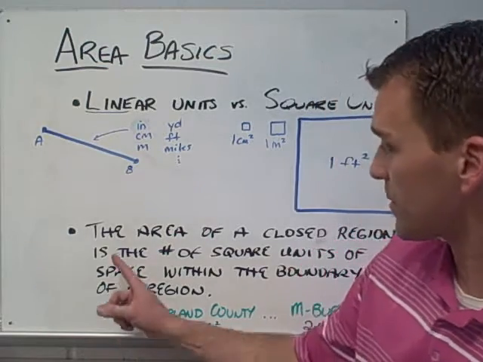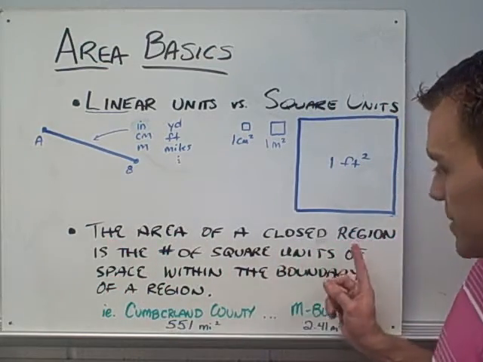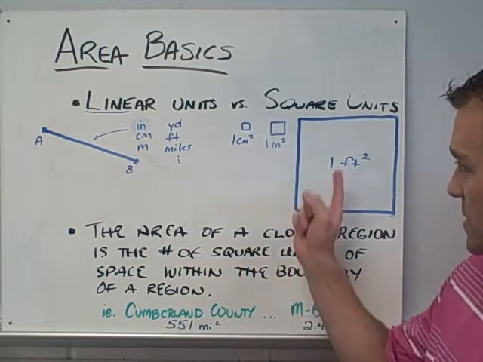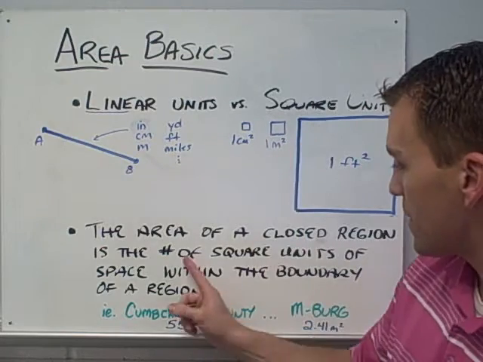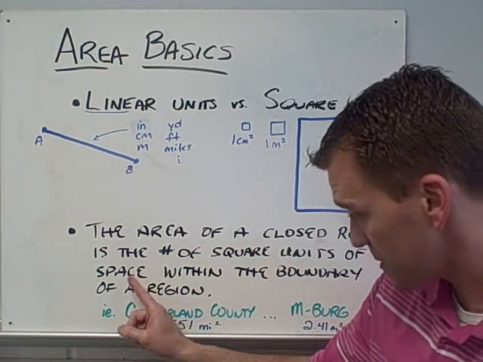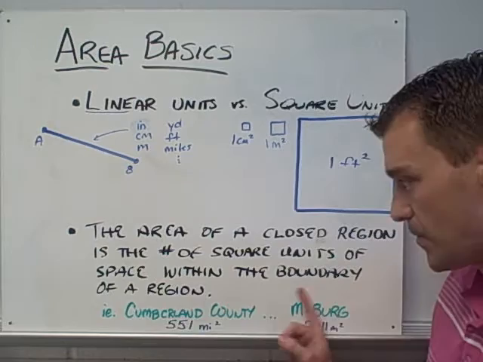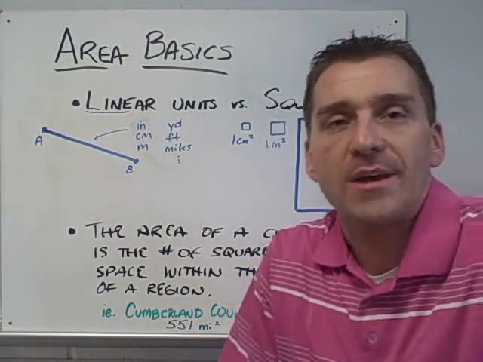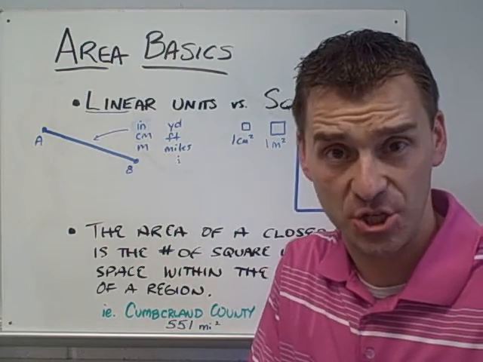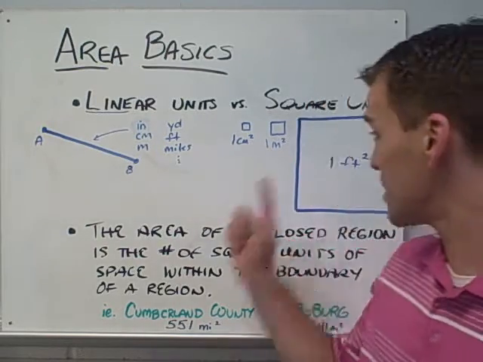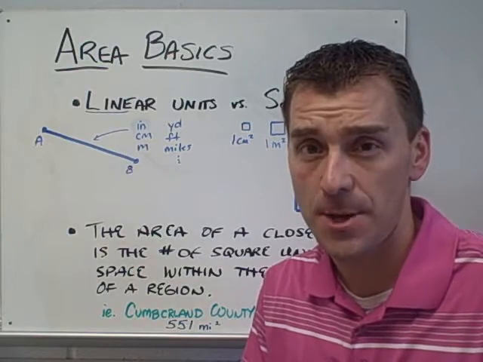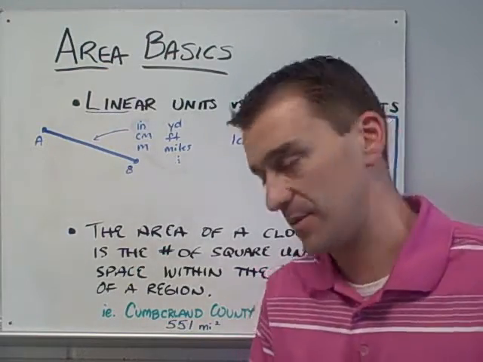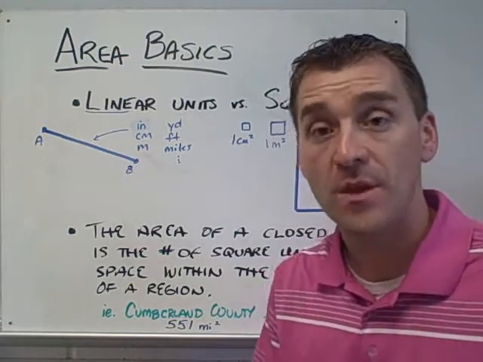And here's what's cool, if you look at this, it says the area of a closed region is the number of square units, that's these guys, whatever they are, the number of square units of space within the boundary of a region. What does that mean? If you ask your parents what the square footage of your house actually is, and they tell you 2,000, or 1,200, or 8,000, that's awesome. Whatever it is, I'll use a simple one.